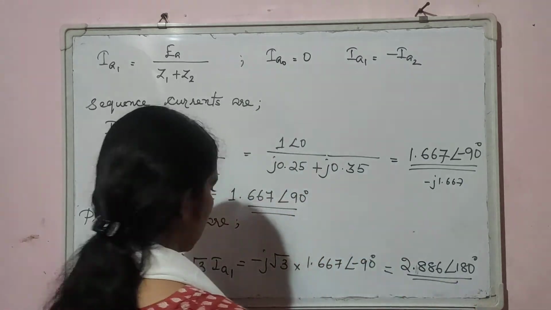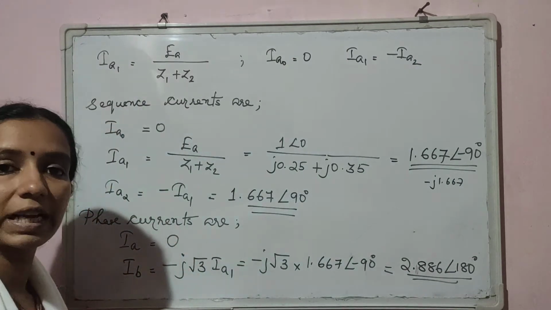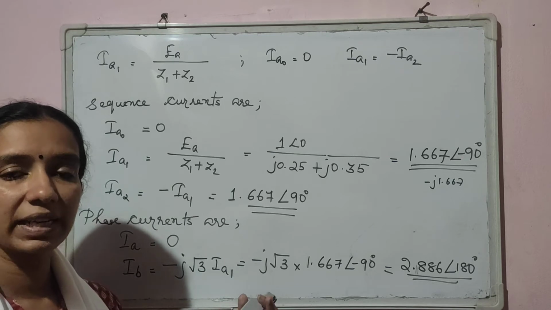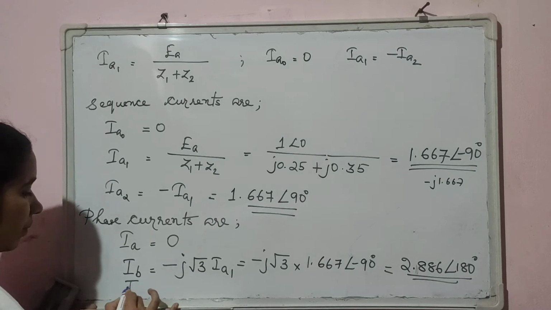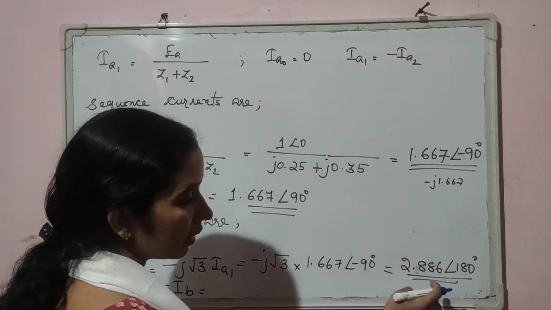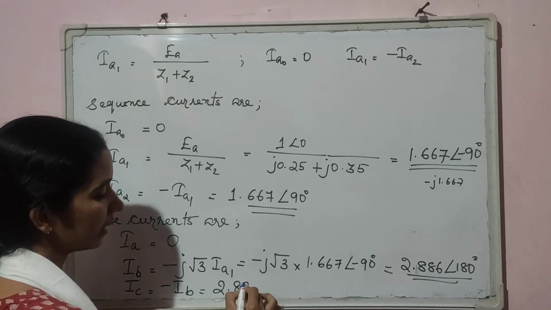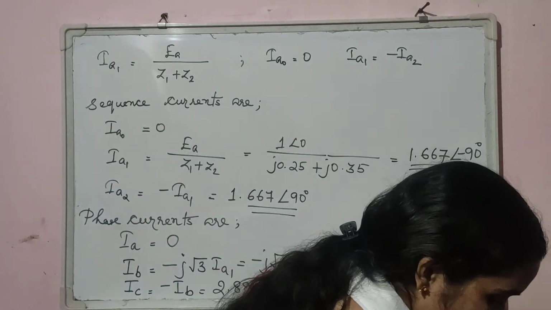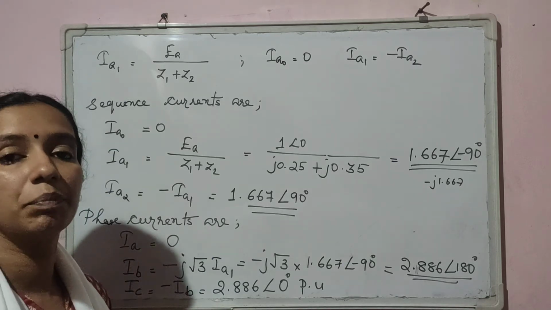Okay, this is IB, and now we have to calculate IC. We know that for a line to line fault, IB is equal to minus IC. These currents are the same and they are flowing in the opposite direction. So IC will be equal to minus IB. We have IB here, and on multiplying this term with a minus 1, the answer will be 2.886 angle 0 degree per unit. Okay, this is the value of IC. So we got all the phase currents in per unit.